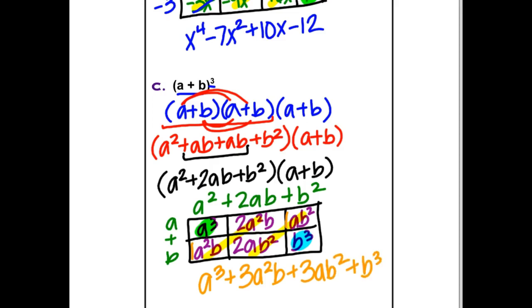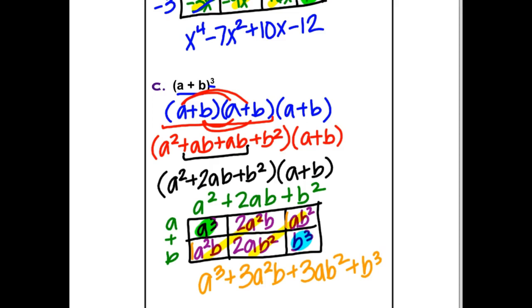Now this gets confusing because you got all these a squared b's and ab squareds. But remember, the a is first alphabetically, so it goes 3, 2, 1, 0. And the b's are second. We go 0, 1, 2, 3. We go in opposite order. And you can't combine a squared b and ab squared because they are not the same, because you have a squared and a, b, and b squared. So that is your final answer.